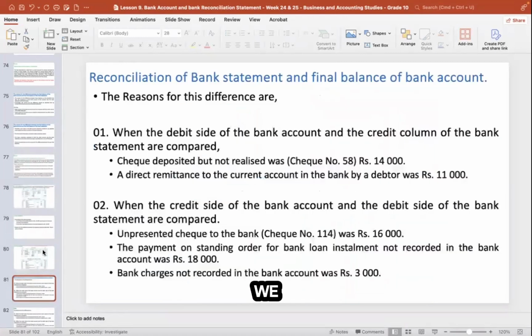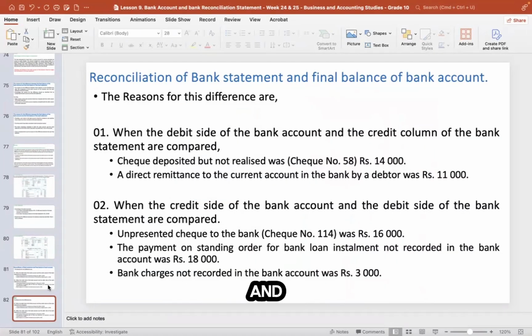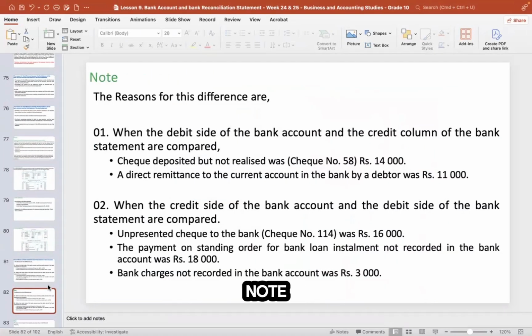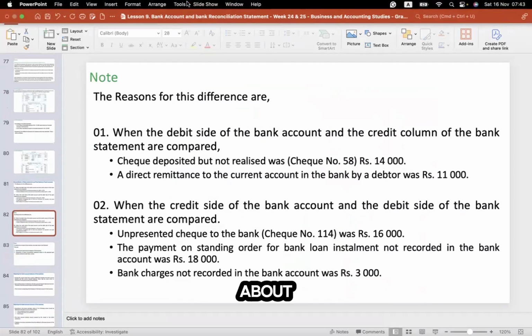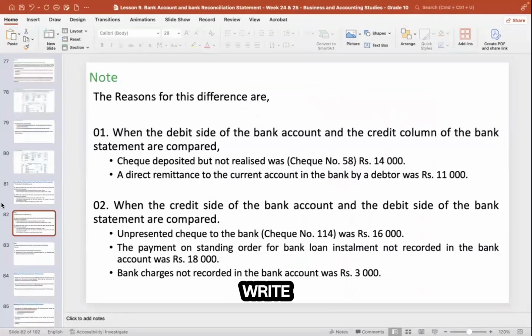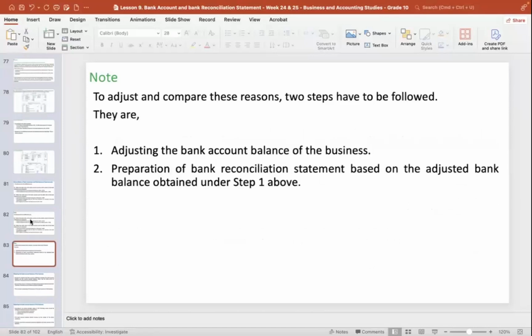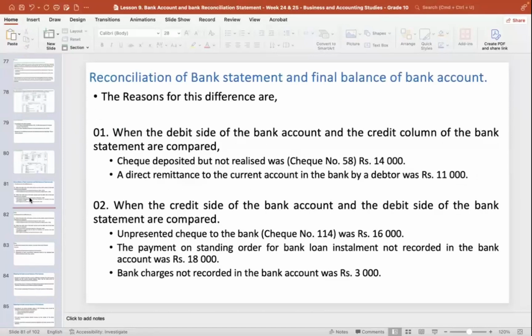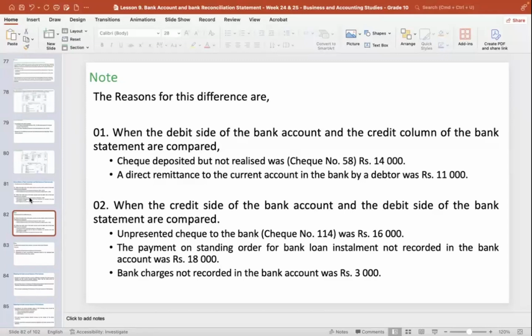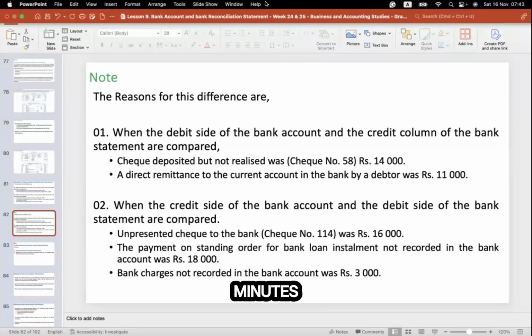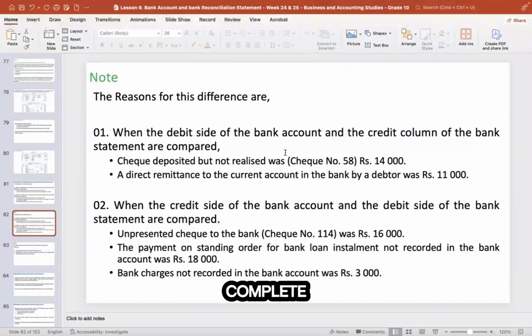Okay, so we have now identified the reasons, and let's write the note. You can write it as the reasons for the differences are, and write these points. Do not take a lot of time. Now it's 7:43. Quickly write it. Take about 1 to 2 minutes and write it. By 7:45, complete this.